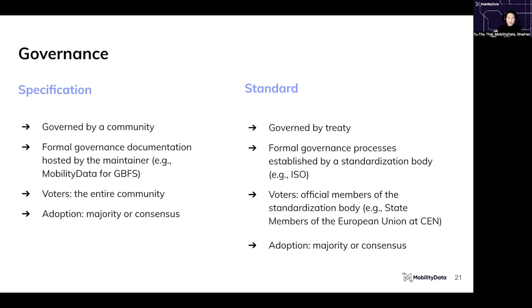For a standard, because it is so strongly built and endorsed by a formal standardization body, it is governed by a treaty. So in the European Union case, for example, it's always a European regulation that defines a European norm, a European standard. The governance process is very formal, same as for a specification, and established by the standardization body. The difference in the governance is also who can vote. Only members of the standardization body can vote.